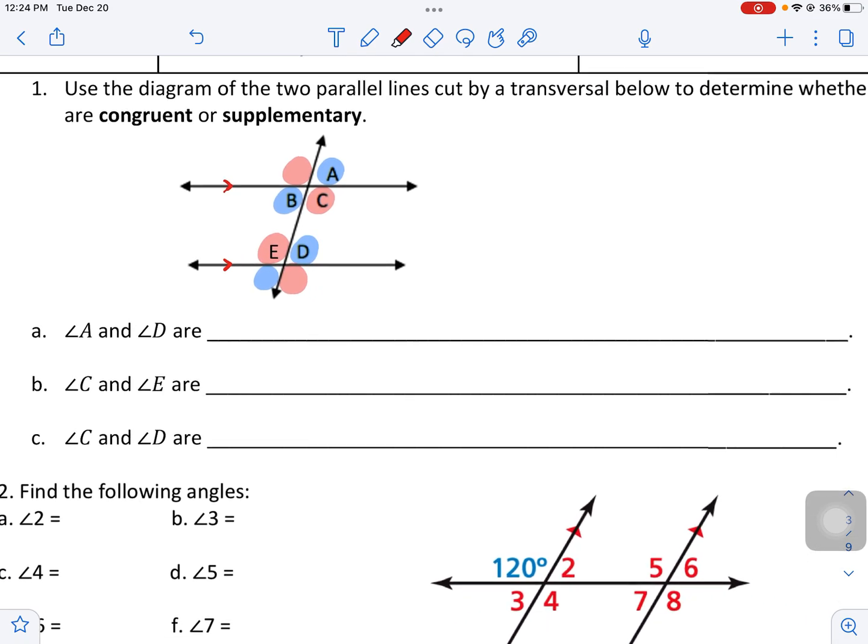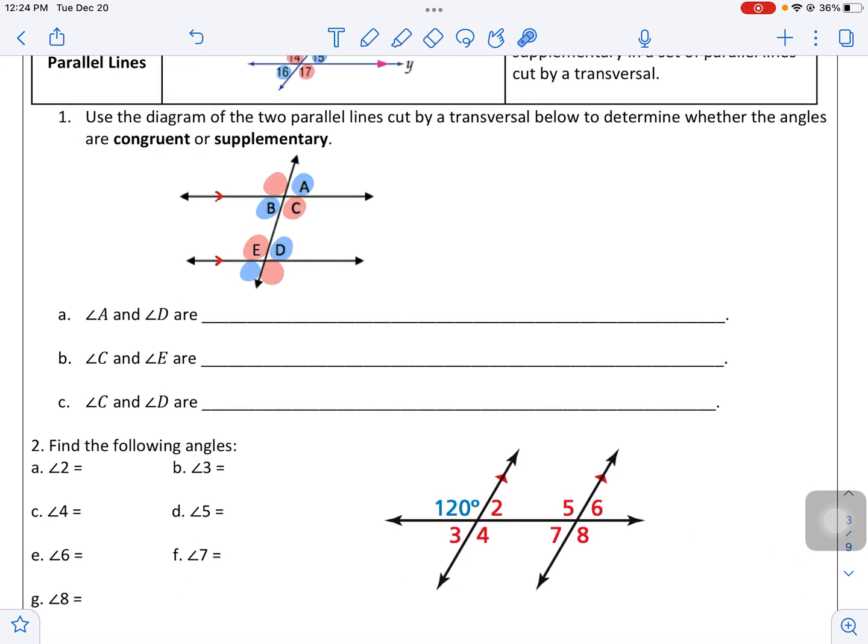So if I'm looking here, it asks me A and D. If I'm looking at A and I'm looking at D, what are they? Are they congruent or are they supplementary? Because they're both the same color and I see that they're both acute, that means they're going to be congruent because both are acute.